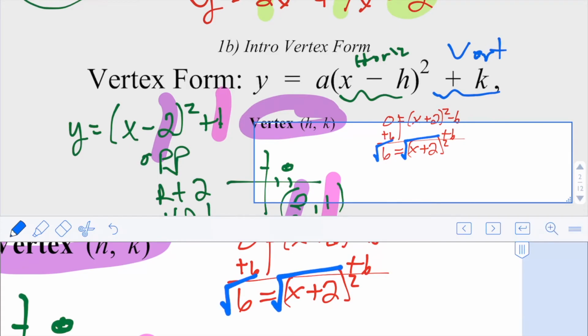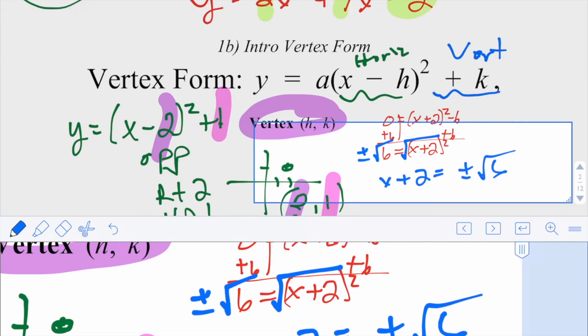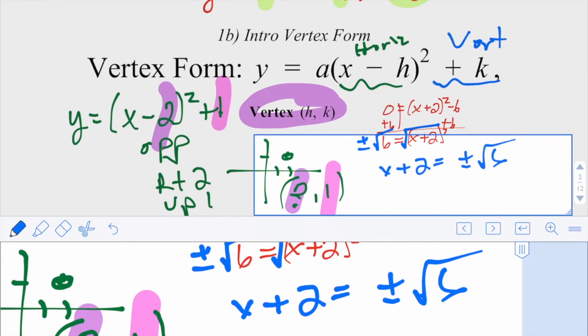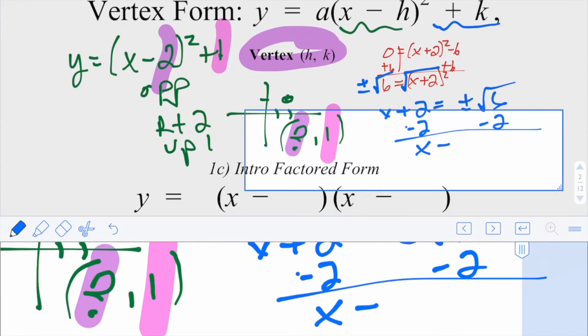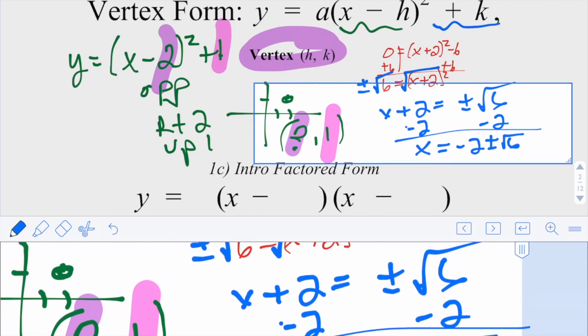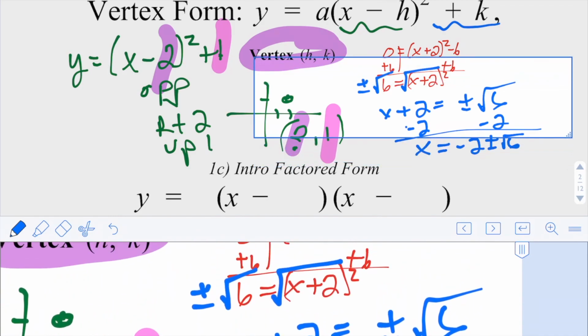Whenever you take the square root when you're solving, this is going to become plus or minus the square root of 6. I can explain that more in later units, but I just want to show you why the vertex form is helpful. So then that would give us x plus 2 is equal to plus or minus the square root of 6. To solve for x, all we have to do is subtract 2 from both sides. So we would get x left on this side, and we would have negative 2 plus or minus the square root of 6, and that would be our exact answer if we were solving this quick quadratic. And that is why it is beneficial to have vertex form.